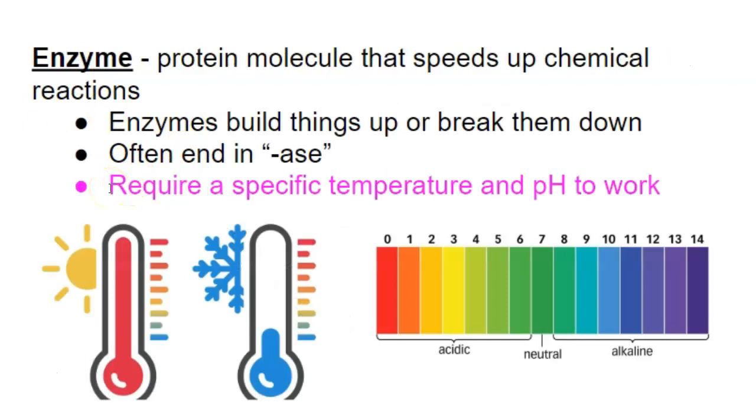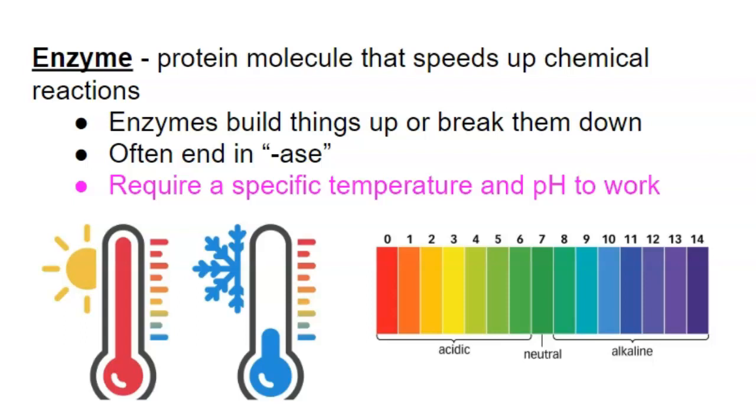So enzymes require a really specific temperature. They also require a really specific pH, and we'll take a look at that in a second. What the heck is pH? pH is how acidic or basic the environment is. So if it gets too hot or too cold, or too acidic or too basic, the enzyme's not going to work properly. It's kind of like Goldilocks and the Three Bears. Can't be too hot, too cold, has to be just right.